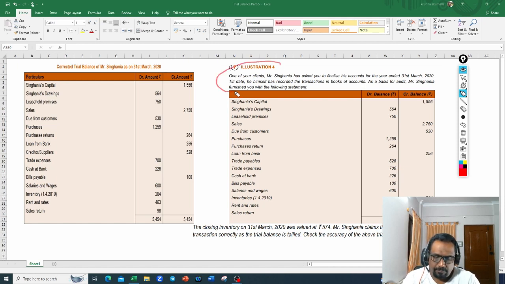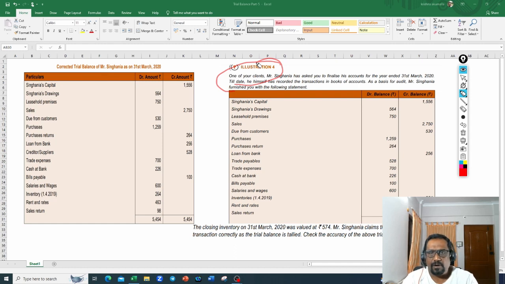See the illustration 4, what it says. One of your clients, Mr. Shinghania, has asked you to finalize his accounts for the year ended 31st March 2020. So they have given Shinghania's details, and are asking us to finalize his accounts for the year ended 31st March 2020. Till date, he himself has recorded the transactions in books of accounts. So Singhania himself recorded all these transactions, whatever table they have given below. This table was finalized by Singhania only.